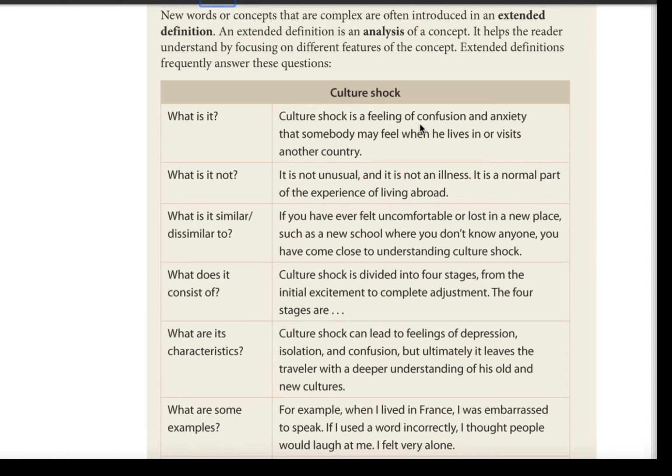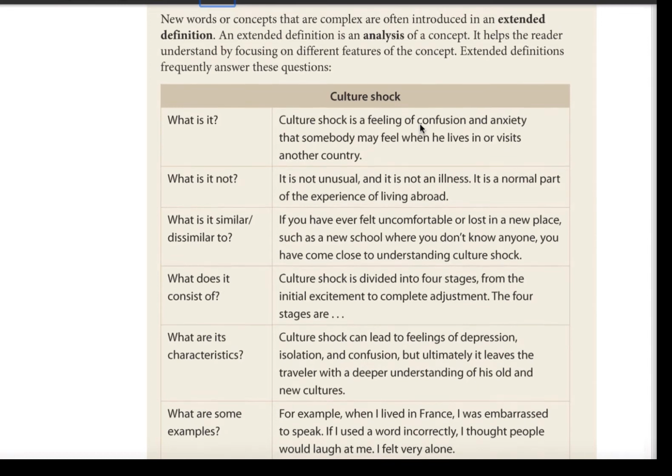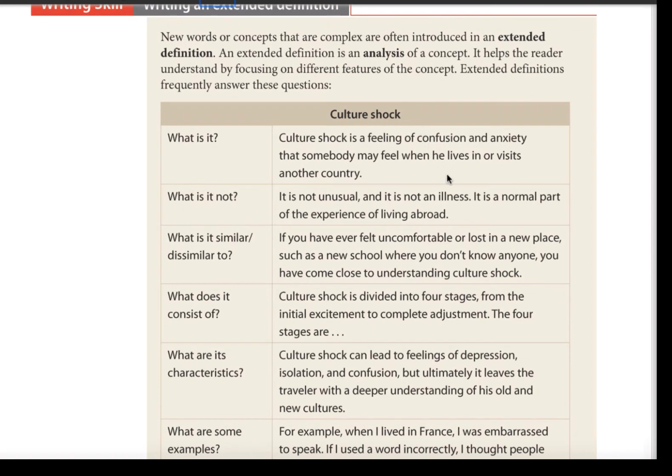Now, culture shock is the example here. So the first question is, what is it? That's more like its definition. You would probably look it up in a dictionary or something to that effect, or just use your own words from your idea of what the definition is. The definition here says it's a feeling of confusion and anxiety that someone may feel when he lives or visits another culture. Why another culture? Because we're talking about culture shock. Okay, that's what it is.